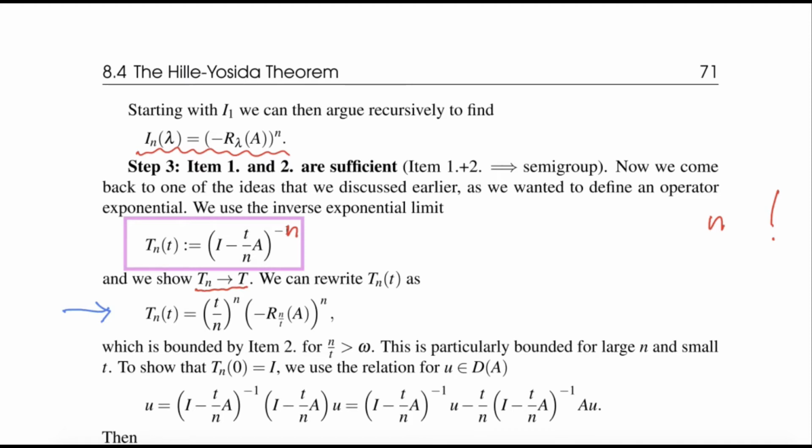Now the resolvent is bounded for n divided by t bigger than omega, the growth bound. So this means this is okay for large n and for small t. And these are the two things I'm interested in. In the end, I want to send n to infinity, naturally. But I also worry about t to 0, because at 0, I need to get the identity.